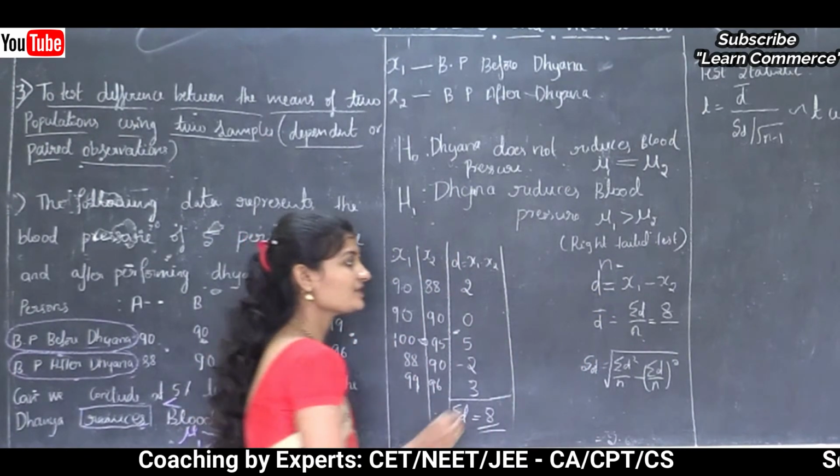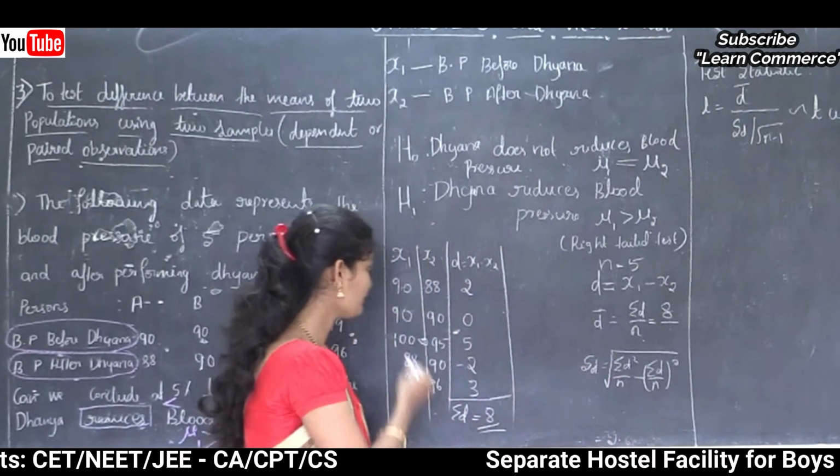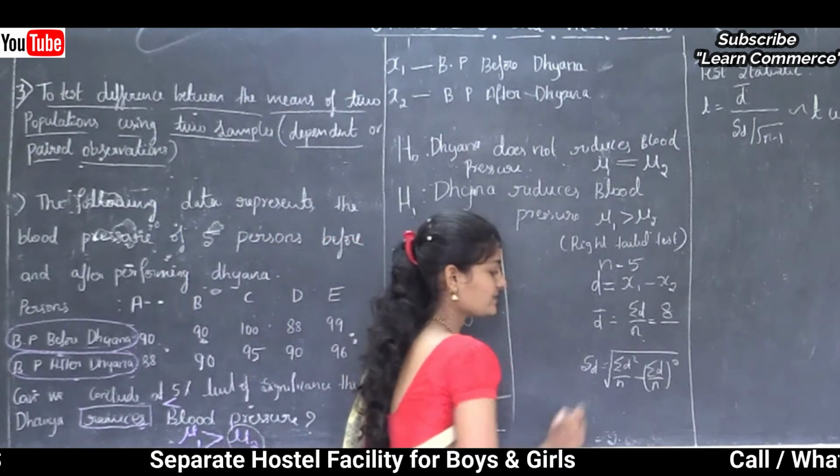So here 5 observations are given. That's why we will write n is equal to 5. Therefore n is 5. So next we need to find standard deviation.